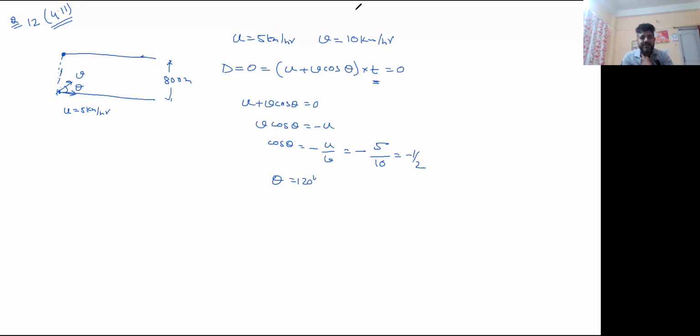See, 120 degree means the velocity of the boat is this much. This angle is 120 degree. Yes or no? And the way SL Arora solved this question, they used the angle theta with the vertical. So with the vertical, what is the angle? 90 minus 120 gives 30 degree. So the book did it with the vertical and got 30 degree. We did it with the horizontal, so 90 plus 30, 120 degree.